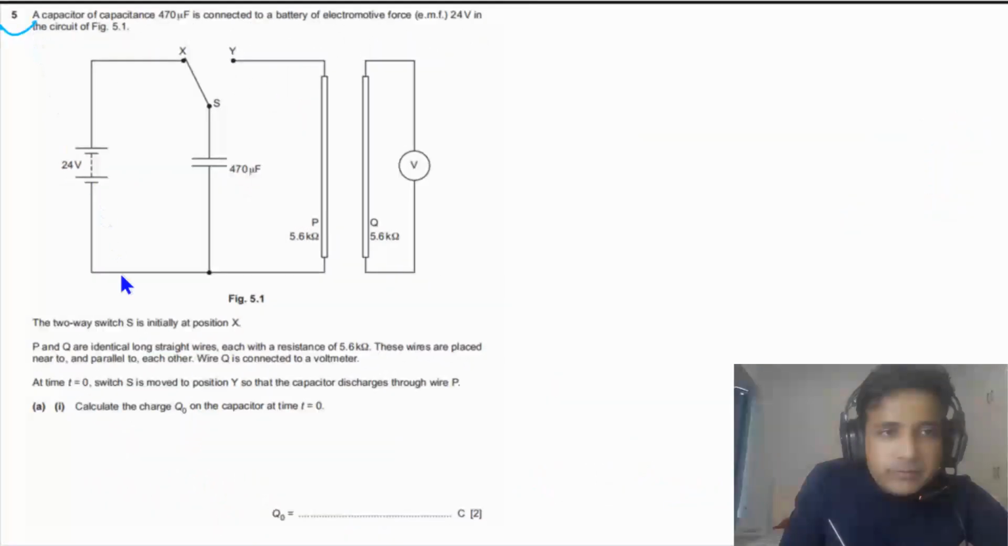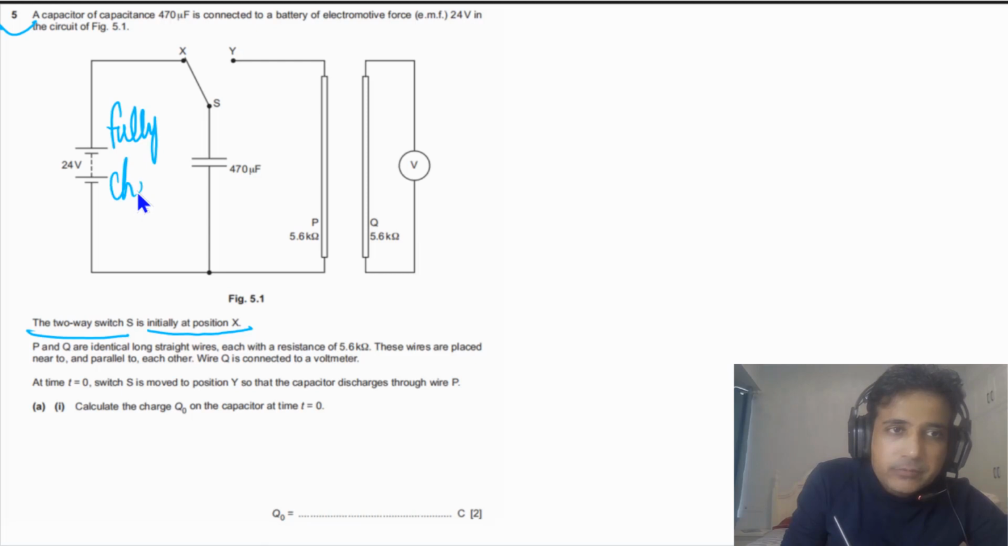For question number 5, it is given that the two-way switch S is initially at position X. Initially it is at position X. In this case we have a power supply and a capacitor, so the capacitor will be fully charged after a few seconds. This is the first thing we need to understand.